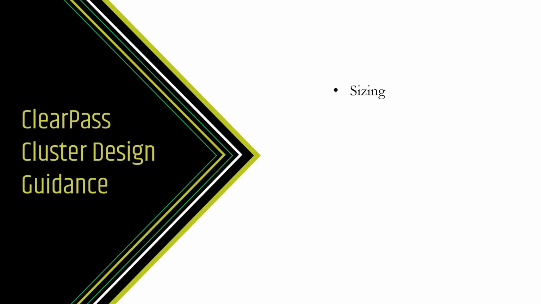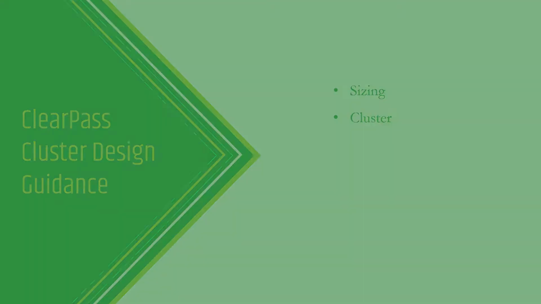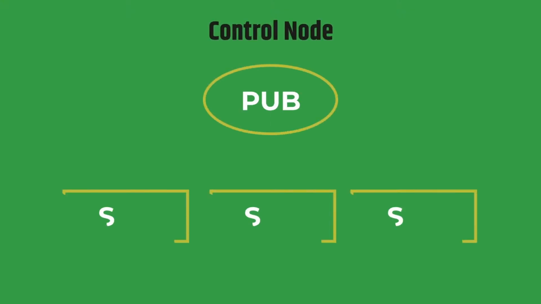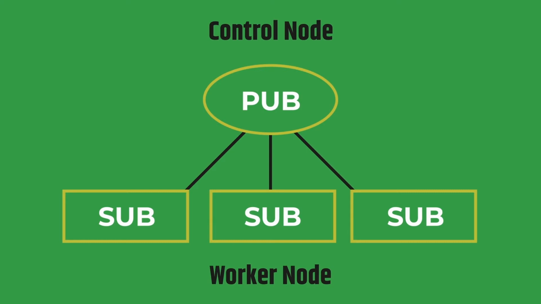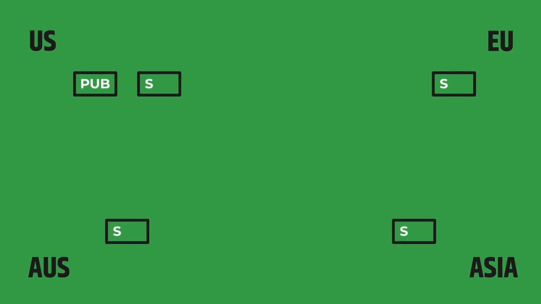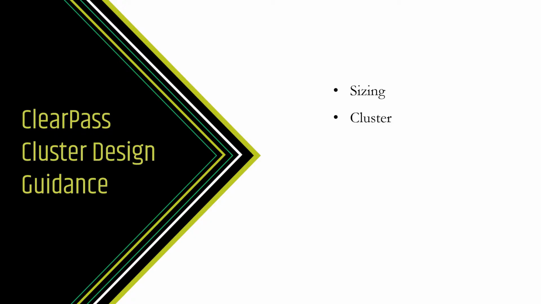Now, after calculating the size, we can decide the number of nodes to be deployed as a part of the cluster. A cluster is deployed as a hub and spoke model, with publisher being the control node and subscriber being the worker node. Consider you have multiple sites across the world, say in US, Europe, Asia, and Australia, with US being the primary site where the publisher is deployed and the subscriber is deployed on each site.